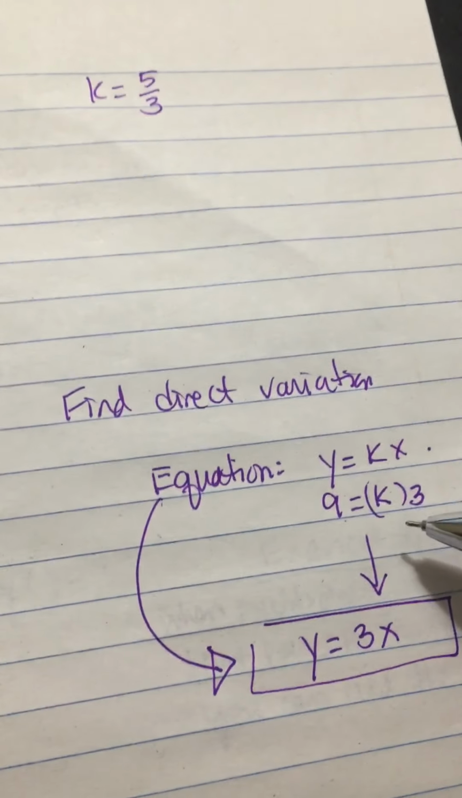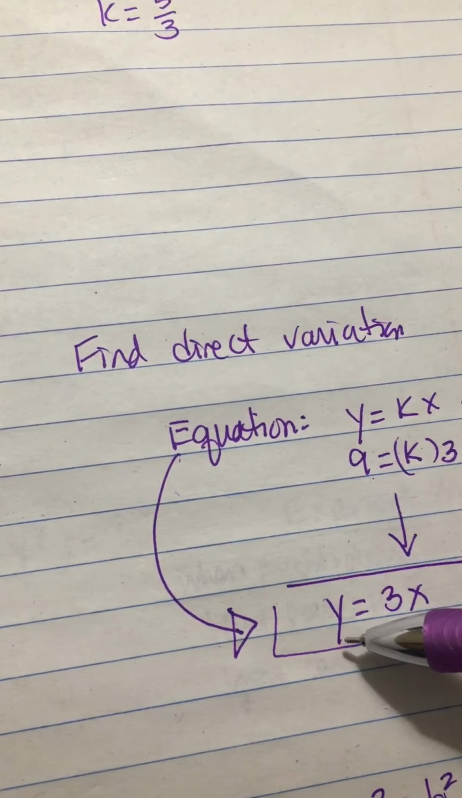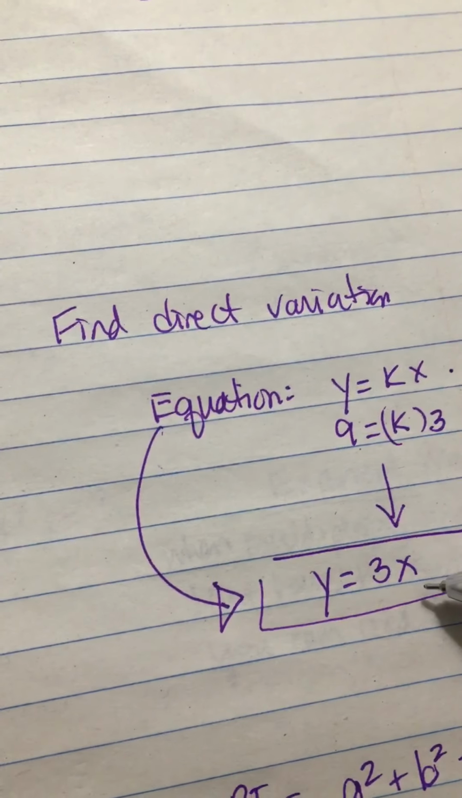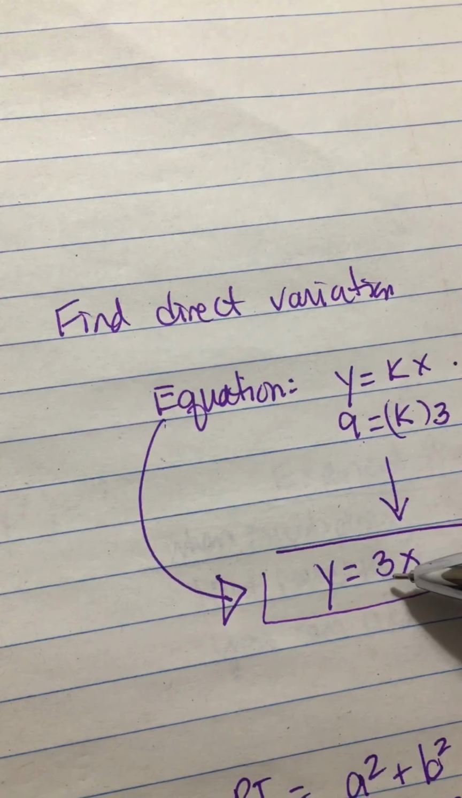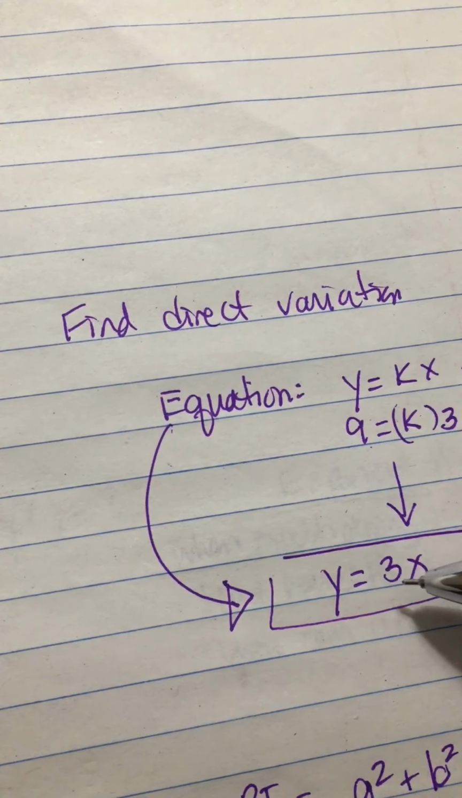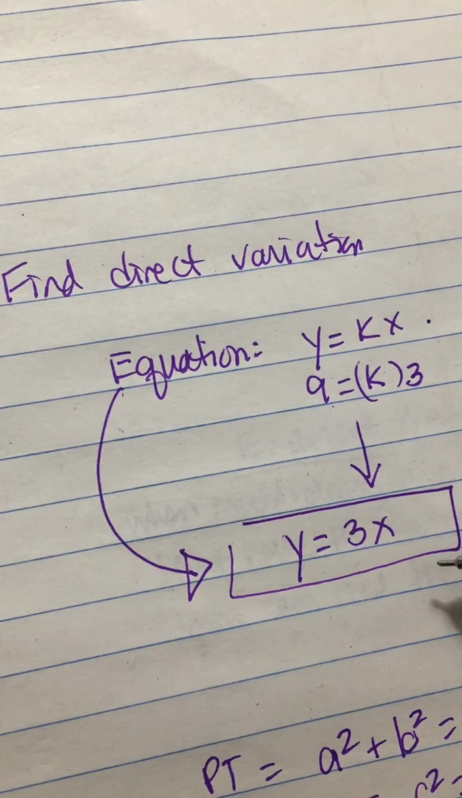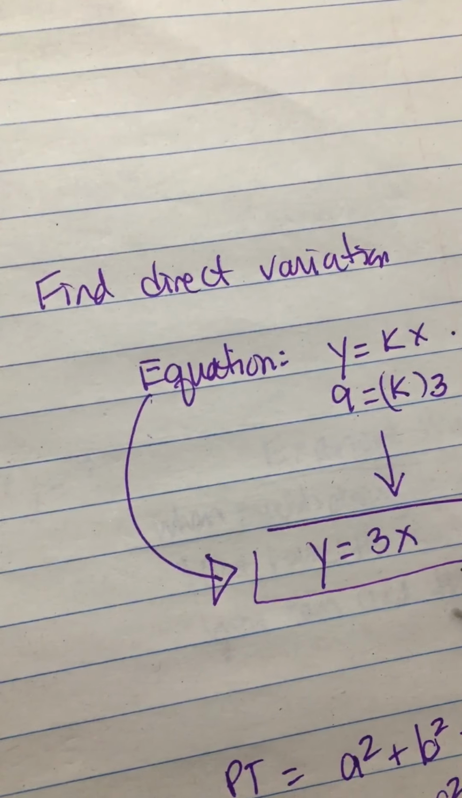All right, so how do we write our equation for direct variation? When y is such a number, x is going to be such a number. And our constant is going to be 3. So y is equal to 3x. And that's our answer. That's how you do direct variation. Okay?